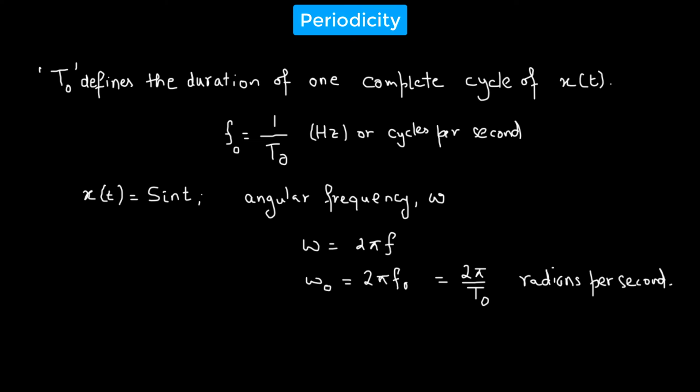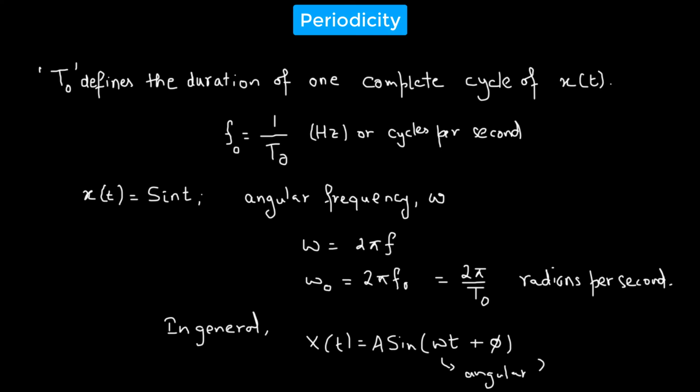So in general, a circular function is of the form x of t is equal to a sine of omega t plus phi. So this is the angular frequency part. So if we are to consider the function x of t given by sine of t, its angular frequency omega will be equal to 1.